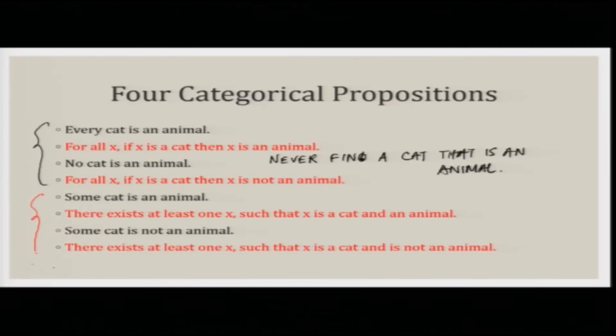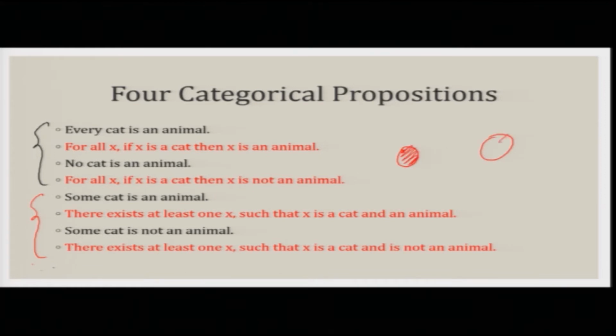But in the second group, that is, some cat is an animal and some cat is not an animal, I am doing something very different. I sort of guarantee that there are two groups, two non-empty groups, that is, both groups do have members. So, here this is the group of cats and this is the group of animals, and at the same time they intersect. That is, there is at least one member which belongs here also and here also.